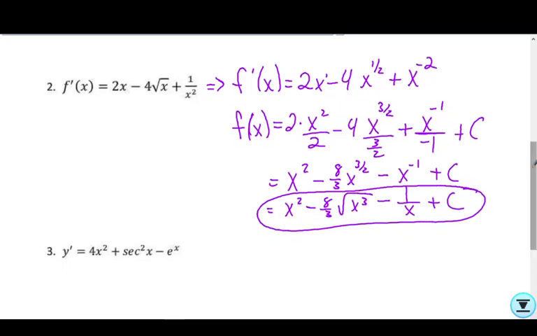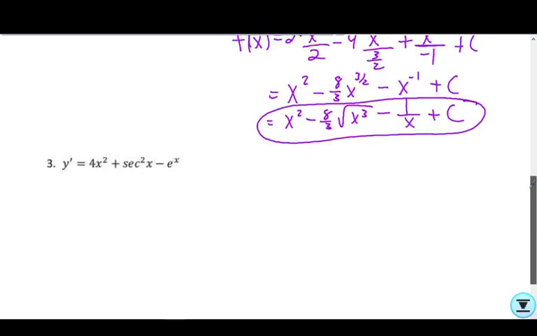So again, we're basically doing the exact same thing we did with the derivative, but in the opposite direction. These should look very familiar to you.